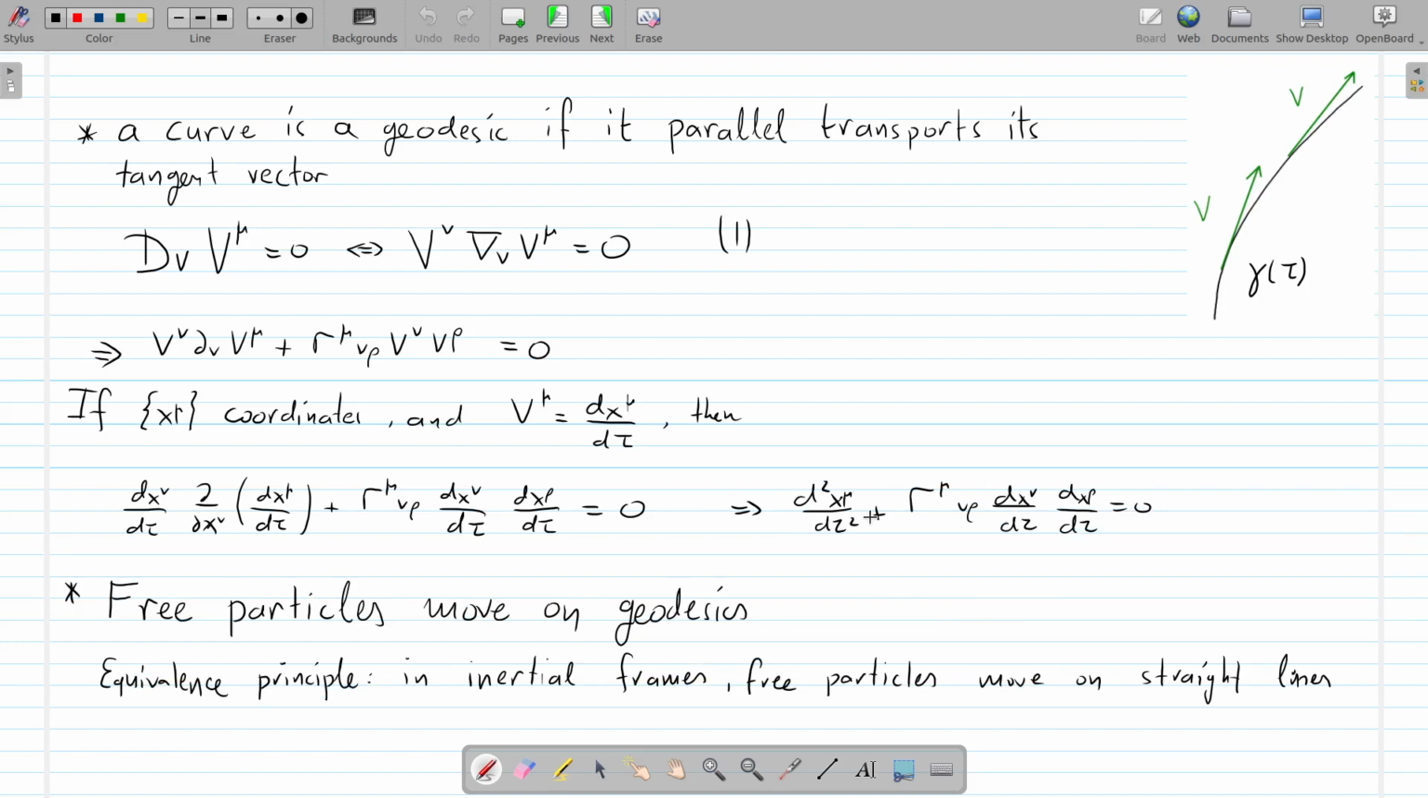Free particles move on geodesics. That is a postulate that comes from the equivalence principle. If we are an observer that is defined by a set of inertial frames, then we should see free particles move on straight lines locally in our lab. Of course, that will be true in a small region, small enough that the effects of curvature are not seen. But if we put all those straight lines one after the other, then a geodesic must be constructed. So here is where the postulate that free particles move on geodesics comes from.